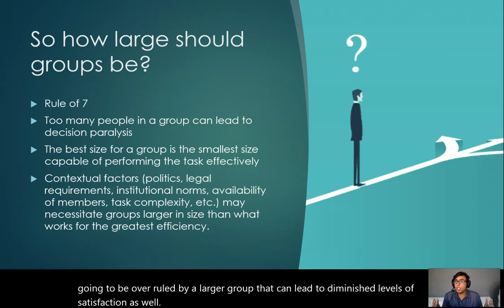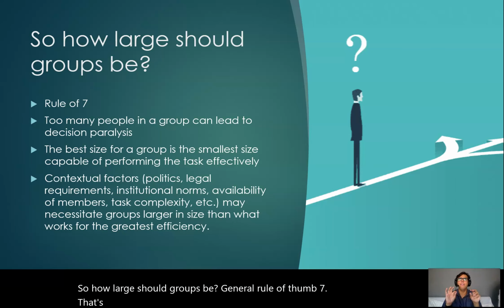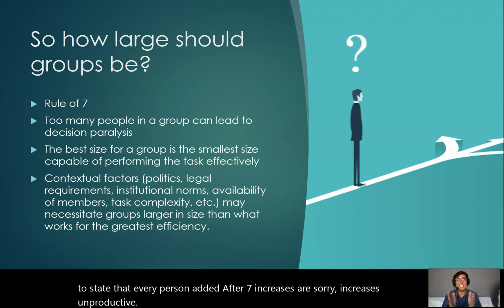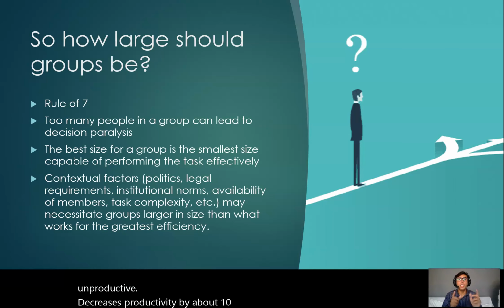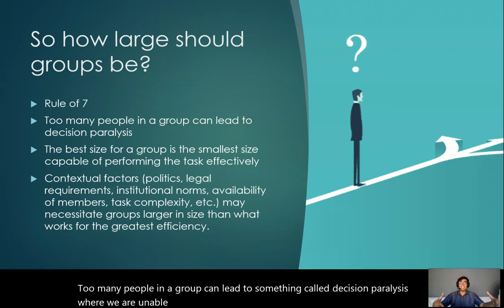So, how large should groups be? General rule of thumb, 7. That's where a lot of scholarship tends to lead. In fact, there's some scholarship to state that every person added after 7 decreases productivity by about 10%. Too many people in a group can lead to something called decision paralysis, where we are unable to make decisions because the group is too large.